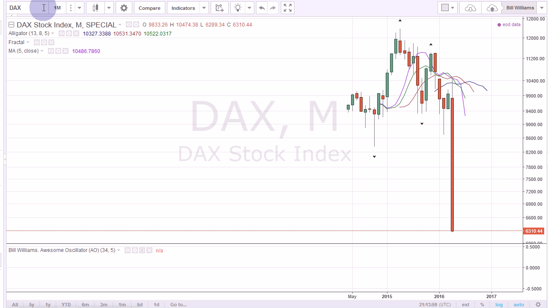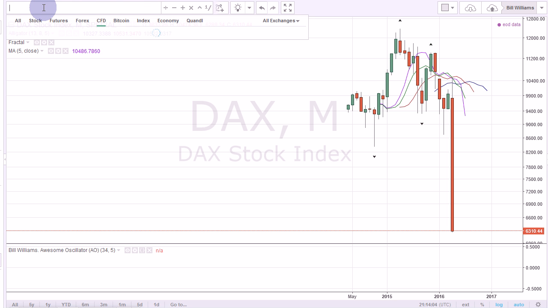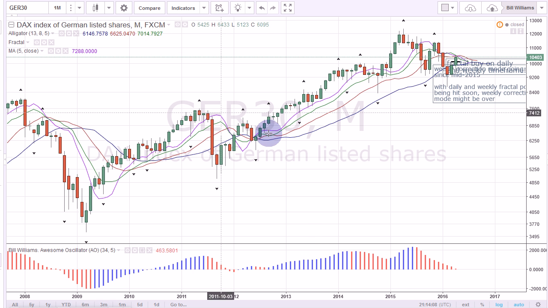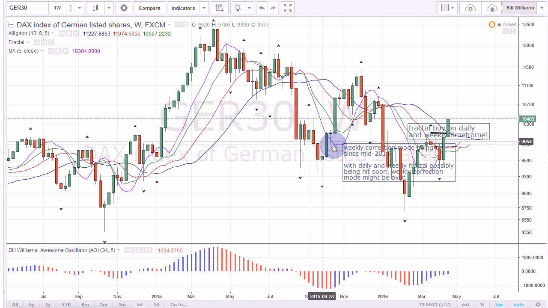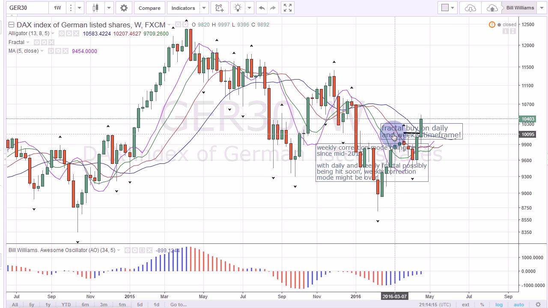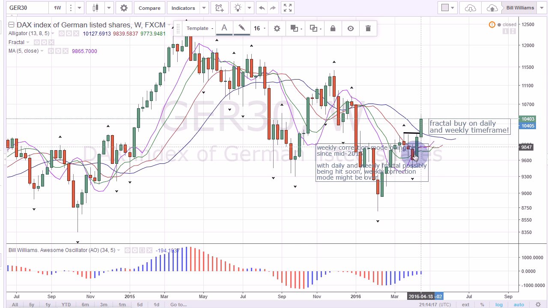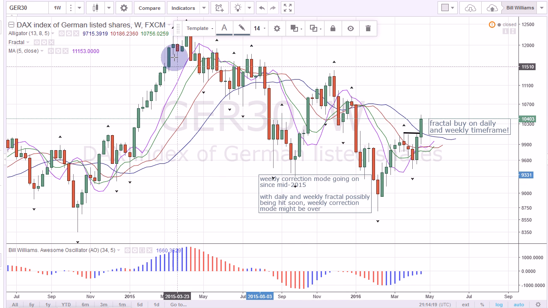Let's have a look at an indice here. We're actually looking at the DAX index, the CFD of it. The weekly chart will be important, as you can see here, and as I talked about it the last time. You have a correction going on in here. As you can see, it's not a trending phase. You did not have a great opportunity to make money, even though small profits were possible.